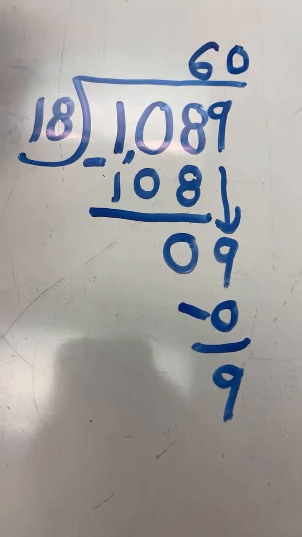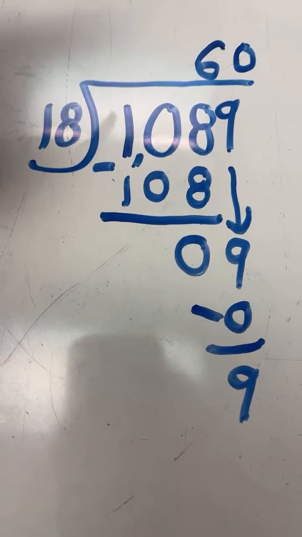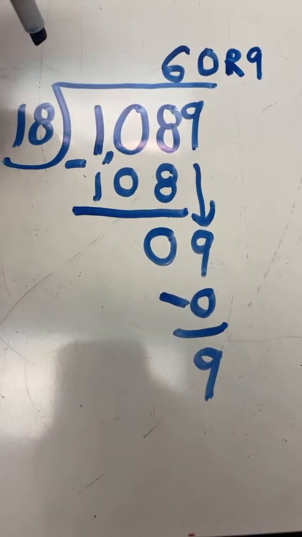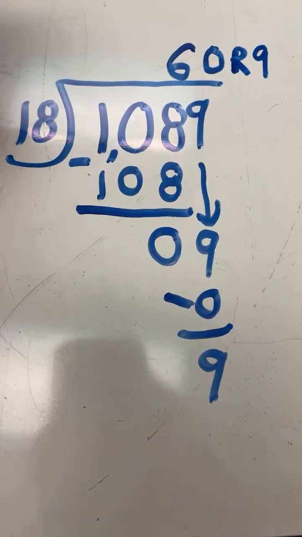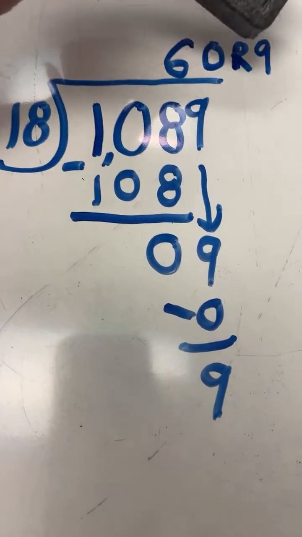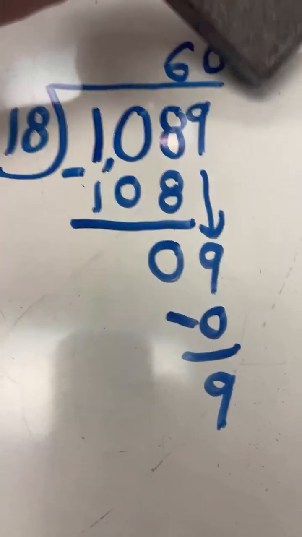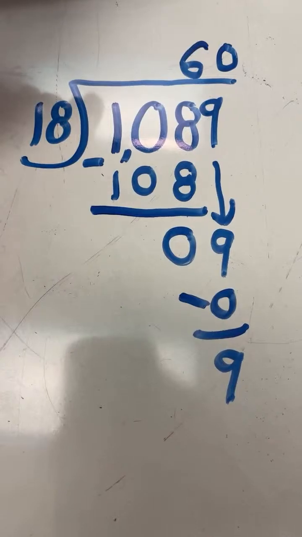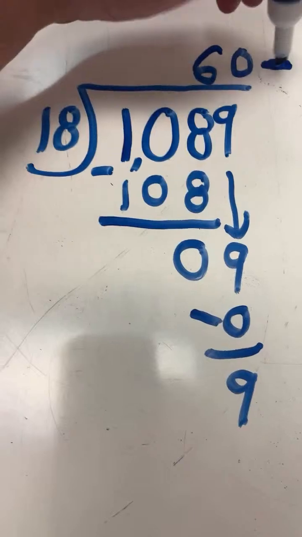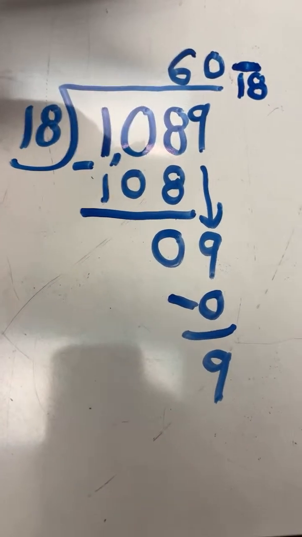So there's 2 different acceptable answers to this problem. There's 60 with a remainder of 9, or if you want to reduce this to a mixed number, 60 remainder of 9 is one acceptable answer. Another way, if you want to reduce this to a mixed number, whenever we have a remainder, the number we're dividing by is our denominator and our remainder is our numerator.